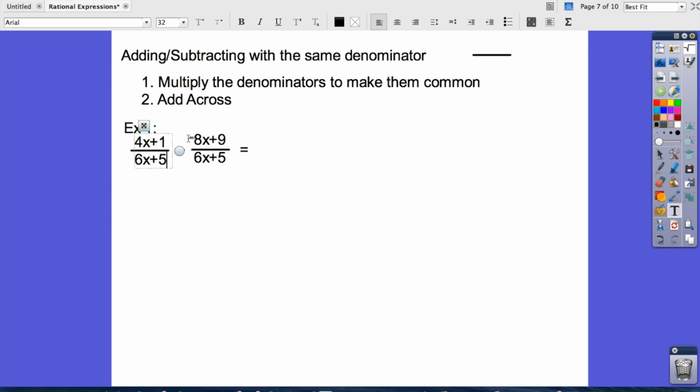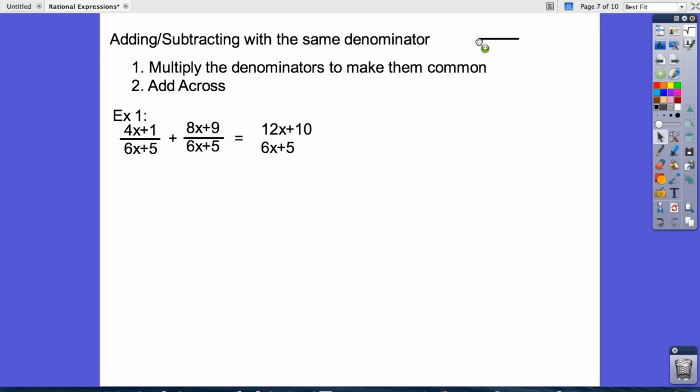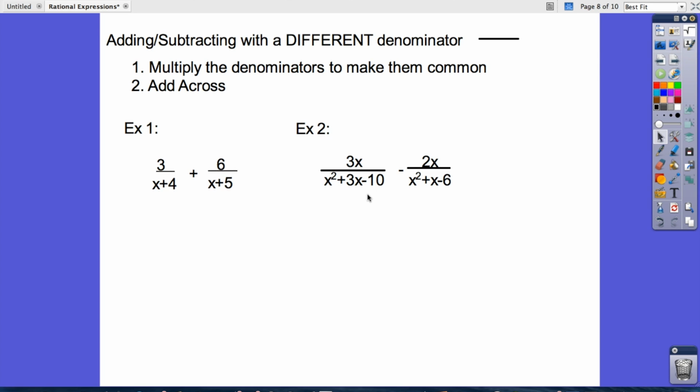So 4x plus 8x is 12x, plus 1 plus 9 is 10, and then the denominator shouldn't have changed, so it's 6x plus 5. And that's it. Pretty easy when the bases are the same. For adding and subtracting with a different denominator, we multiply the denominators to make them common and then add across.